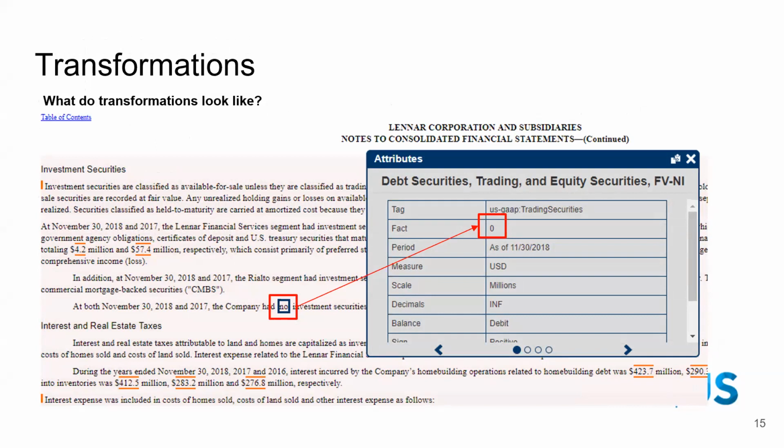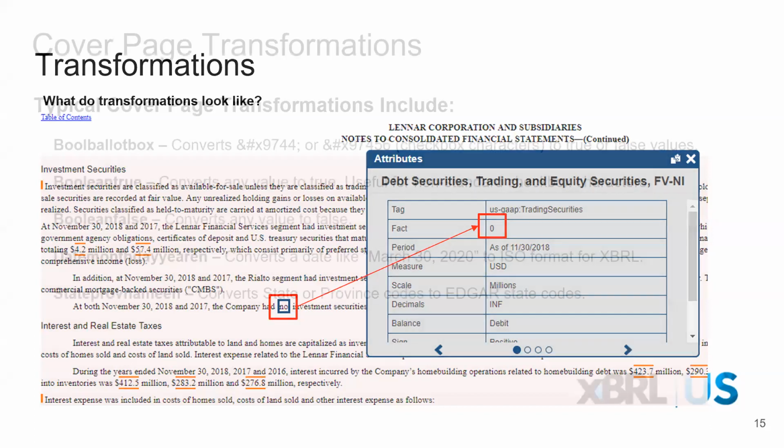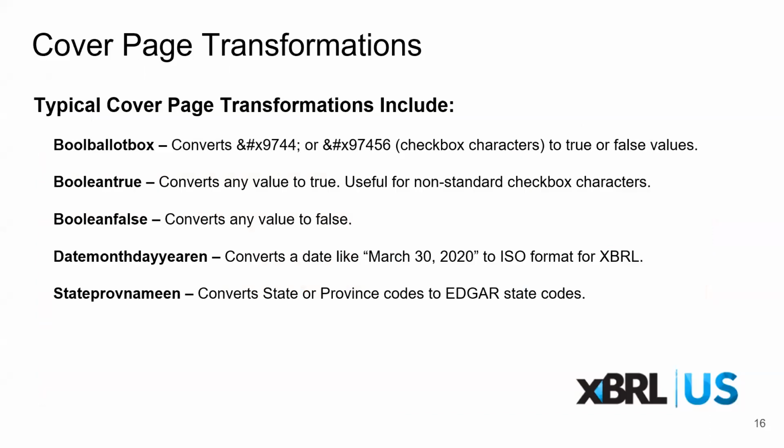So you're not going to really see much of this transformation on the viewer, other than you can click on something that might not exactly represent the number that's being tagged. So let's take a look at some of the typical cover page transformations you might see. Probably one of the most common would be the Boolean ballot box transformation. This will convert Unicode checkbox characters to true or false values.